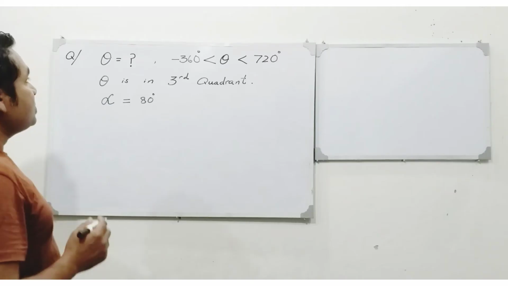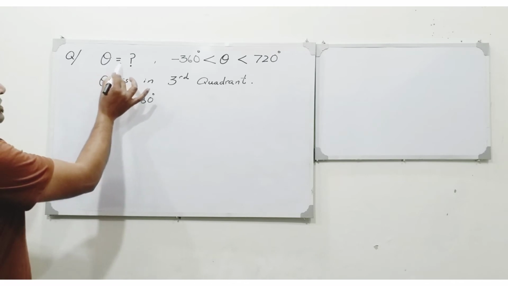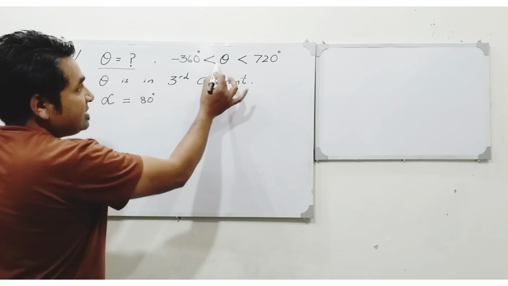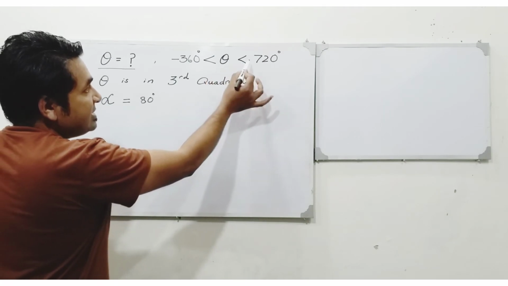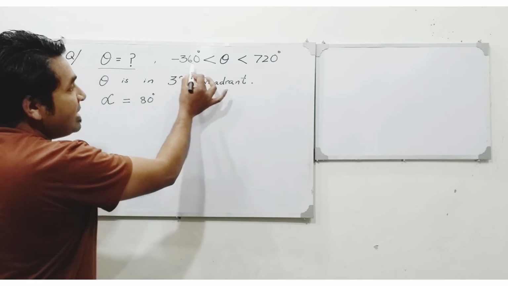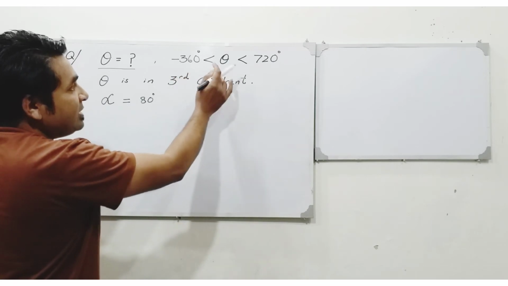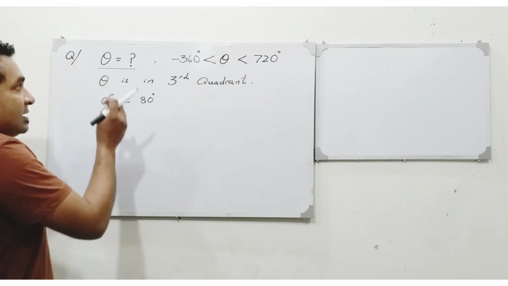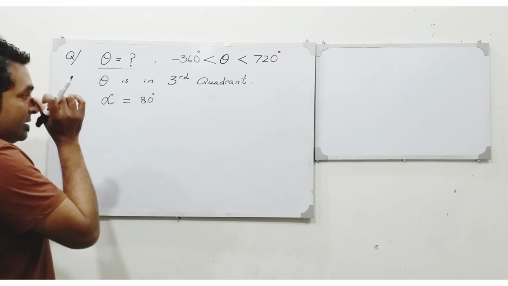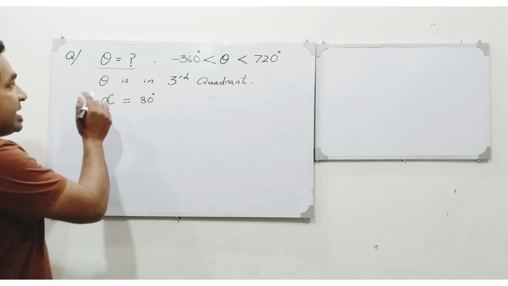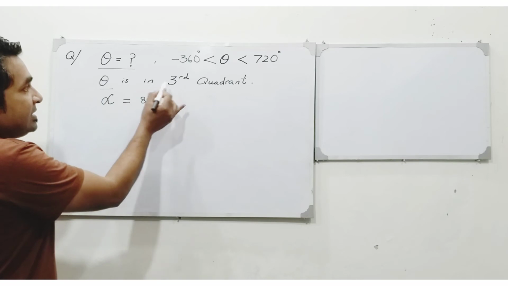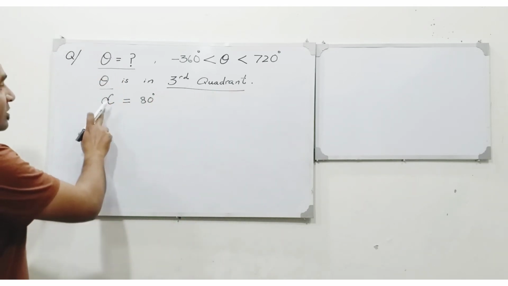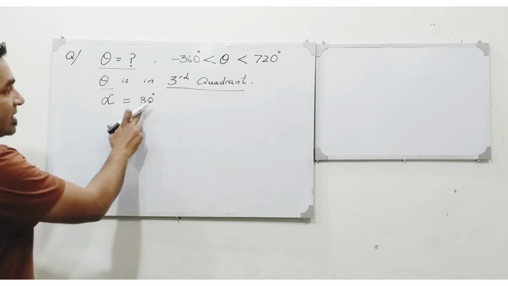So now students, the question is to find the values of theta. Values of theta we are supposed to find out. The range given for theta is that theta is less than 720 and greater than minus 360 degrees. So all the values of theta which come in this range we will find. Here is another thing very specific about this theta angle: theta is in third quadrant, and the value of the basic angle is 80 degrees.